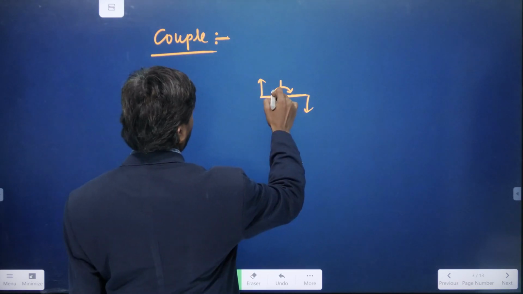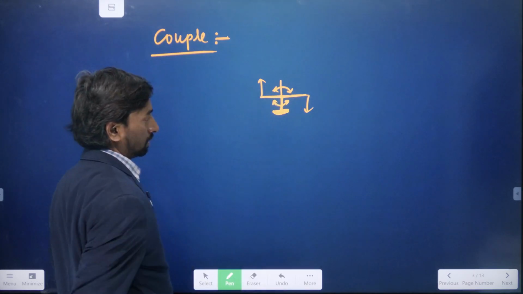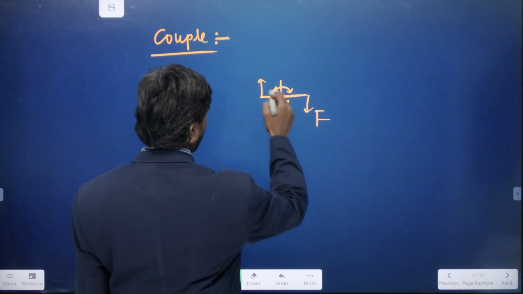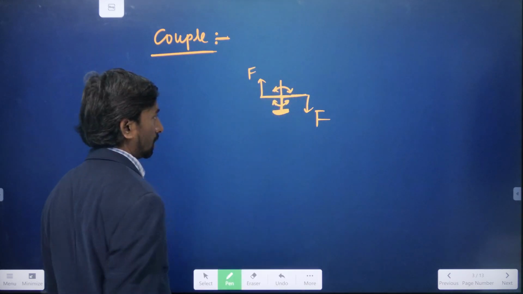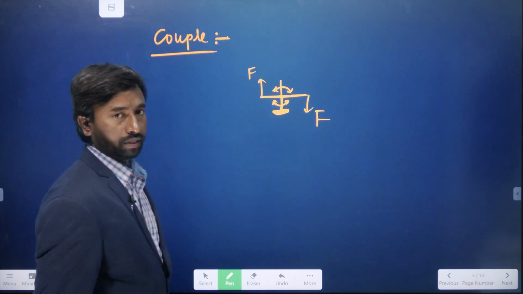So one time it will come here and another time it will come here, and it will keep on oscillating. So this is a force, the same force, equal force, but applied in the opposite direction, so that this body can be moved, even the cap also.